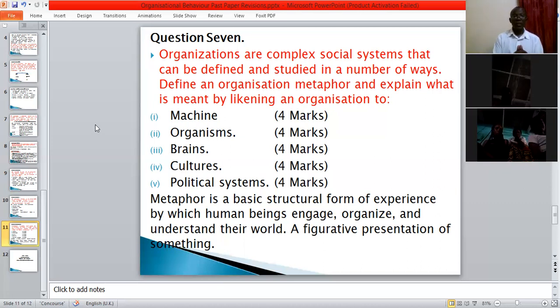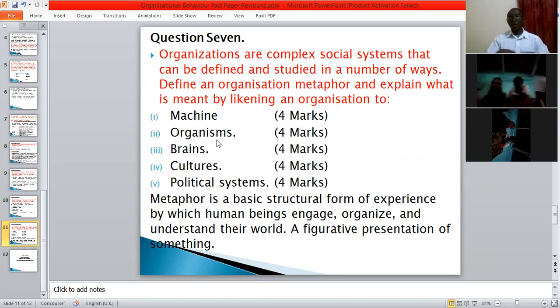Okay. So you look at the features of an organization and you look at the features of these metaphors, then you'll be able to relate them nicely. The organism goes through various developments, just like the way organizations move. The brain receives impulses, stimuli, and responds to that. That's how an organization is: it takes input and it produces output.